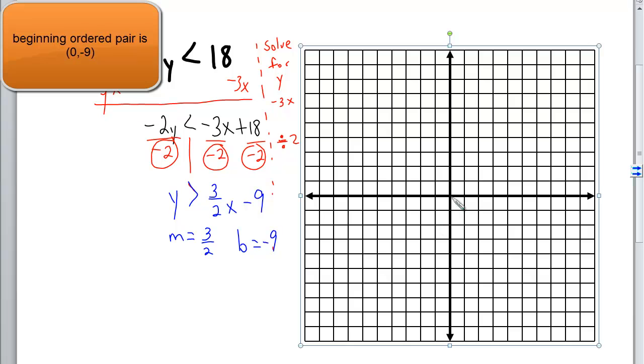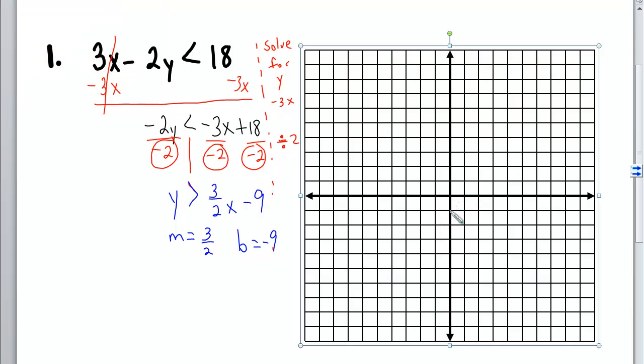So we start with negative 9, and then we use our slope, 3 over 2. The rise is 3, and the run is 2. This is a dotted line because it's not equal to, so we will draw our dotted line going through the points. Now determine which way we shade.